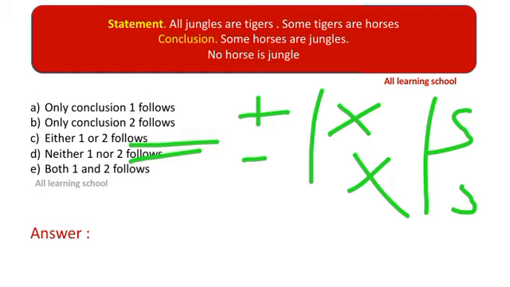Either one or either two case is followed when one conclusion is positive and the other conclusion is negative. Look at these two conclusions. The second conclusion is negative, the first is positive. According to this, the first rule is followed.